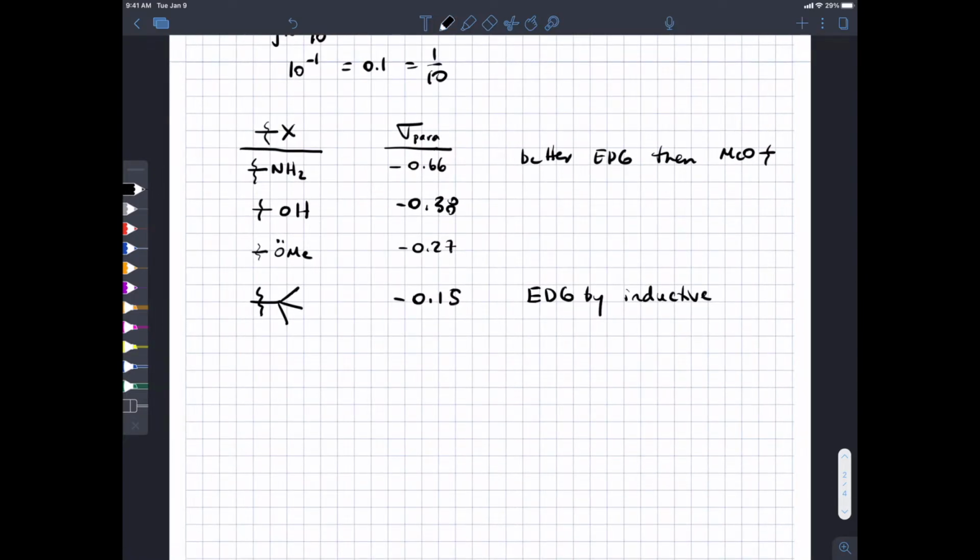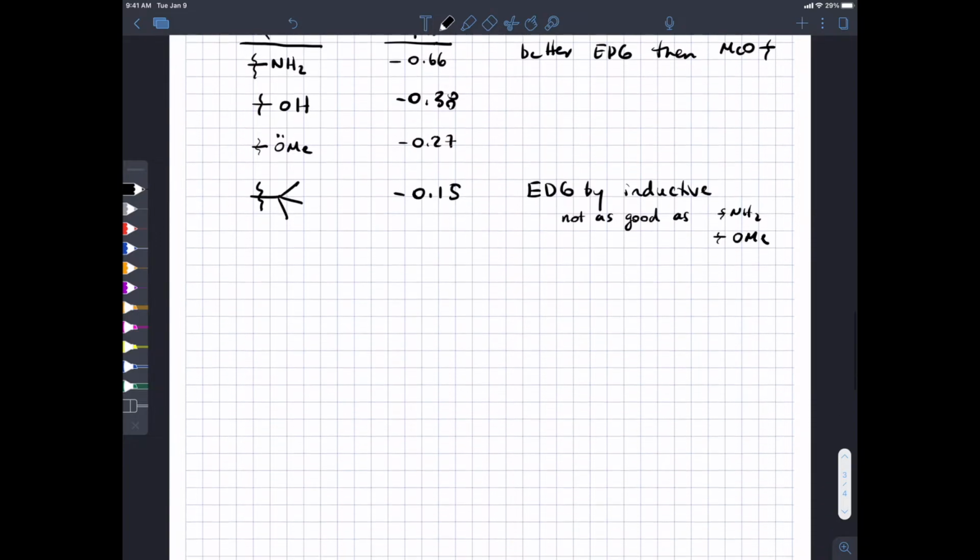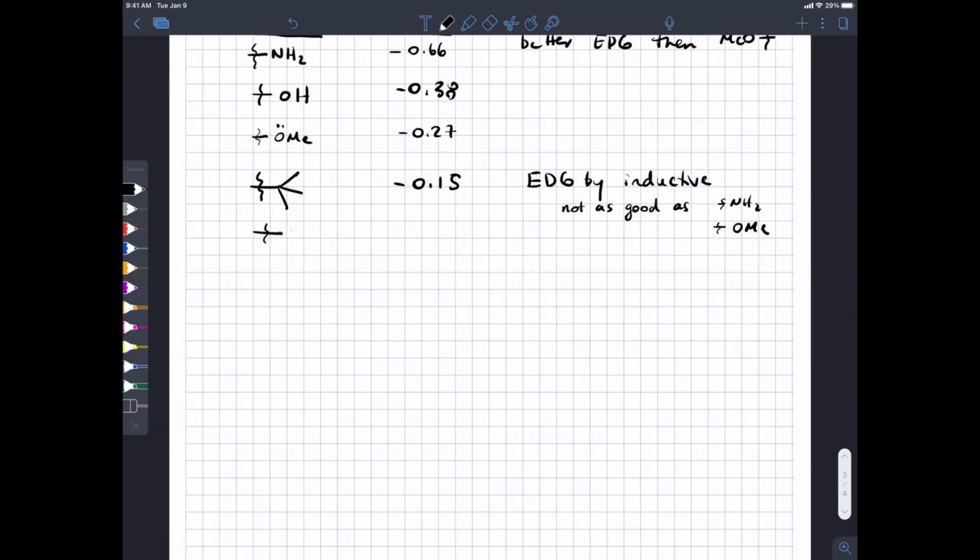But notice it's not as good as the donors by resonance, not as good as amino or methoxy. Similarly, if you want to see, methyl is only just about the same as the t-butyl group.